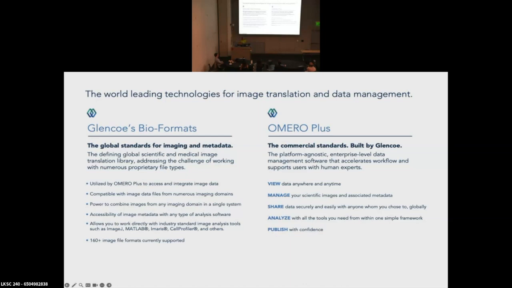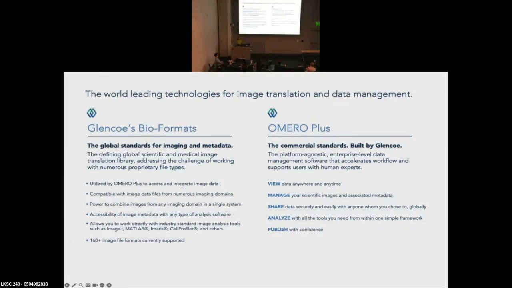So this data management platform now enables you to view your data from anywhere, even if your data is far away from you. You can manage your scientific images and their associated metadata. You can share your data with your colleagues in a secure way, so I can control the fact that I am sharing it with someone, but also what they are allowed to do with that data when I share it with them.